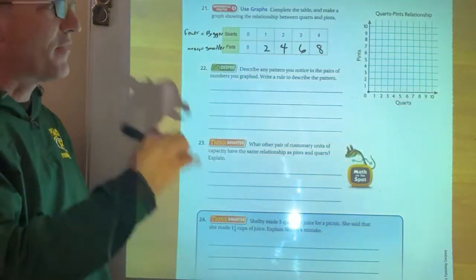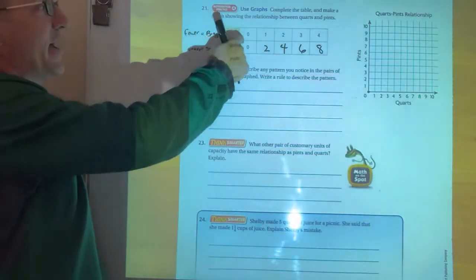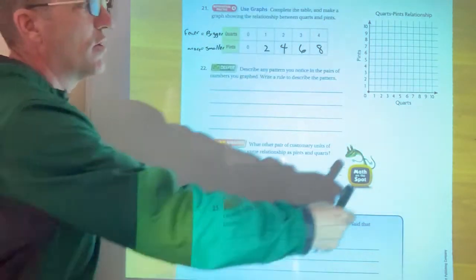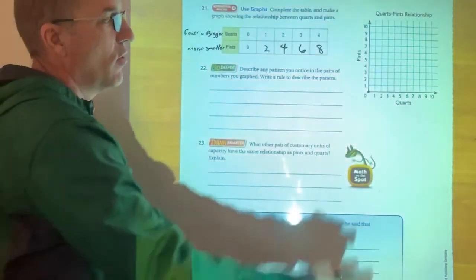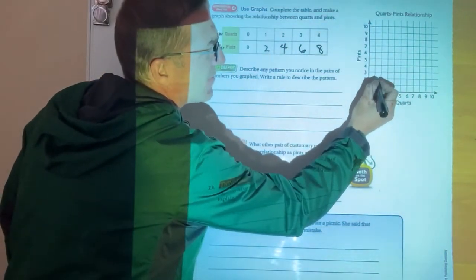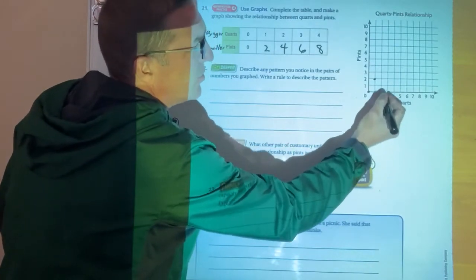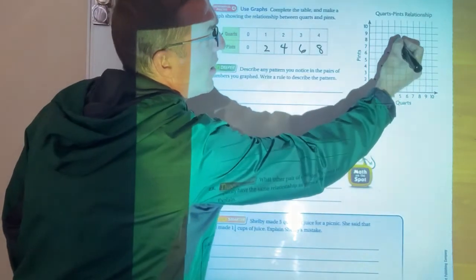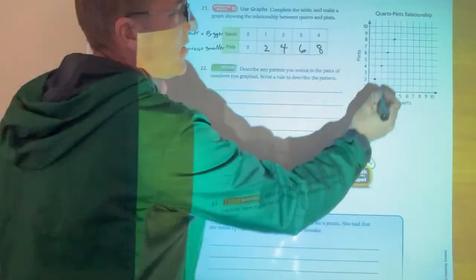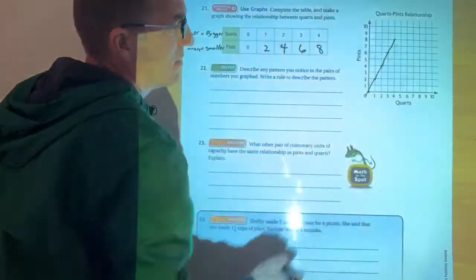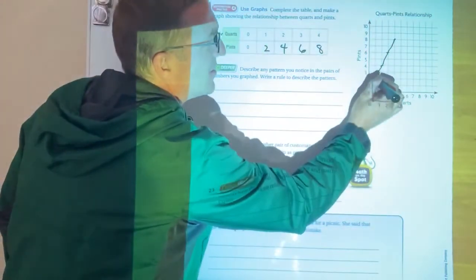And then we're going to plot these points. And this is, of course, my x-axis and my y-axis. So I got 0, 0, 1, 2, 2, 4. Quarts are on the bottom. So 1 quart is 2 pints. 2 is 4. So it's over 1, up 2. Over 1, up 2. That's my relationship. And then if we draw a line through it, see how good I can do? Good. All right, make sure that you can see those.